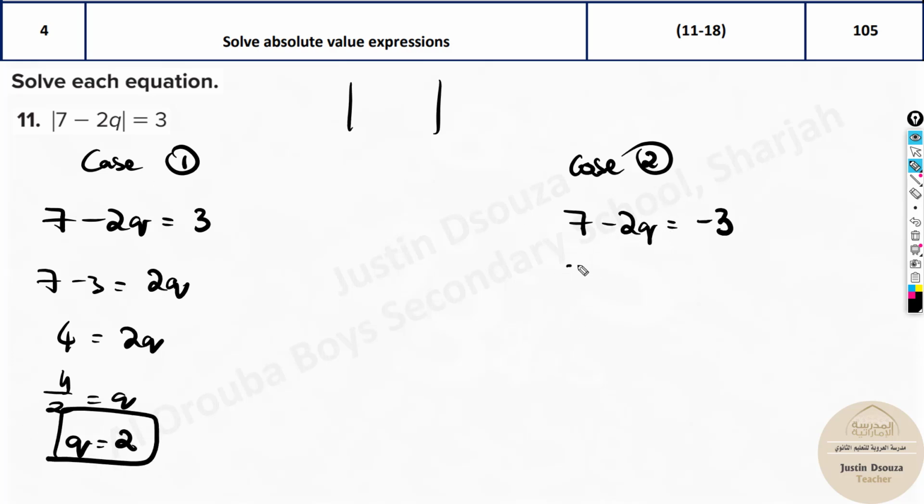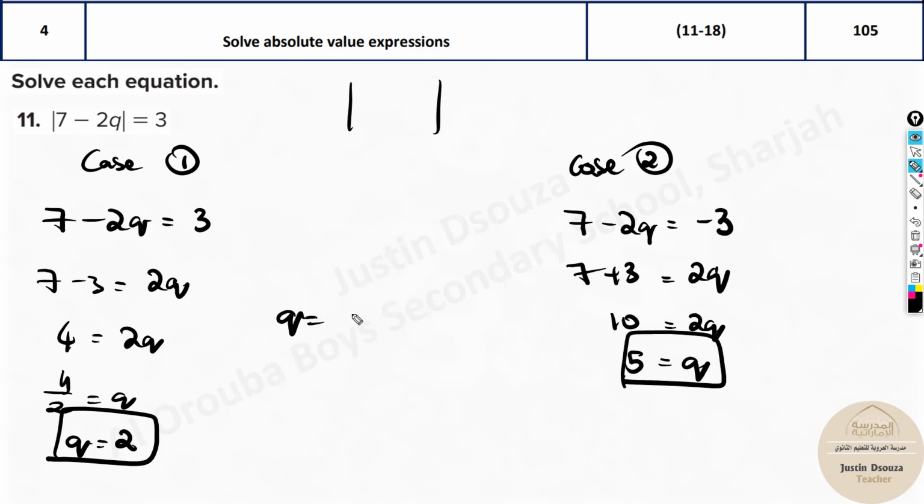Let's solve it. 7 plus 3. Why? Because this comes inside. That is equal to 2q, positive. 7 plus 3 will be 10 equals 2q. And over here, 10 divided by 2 is basically 5 equals q. This is the answer. So the answers are q is equal to 5 or 2.